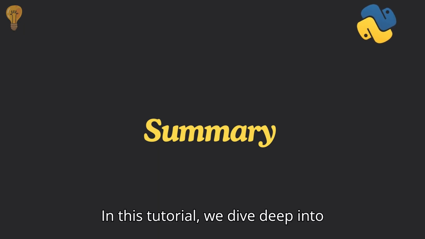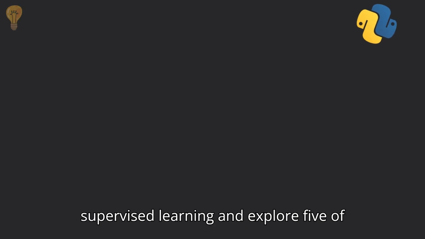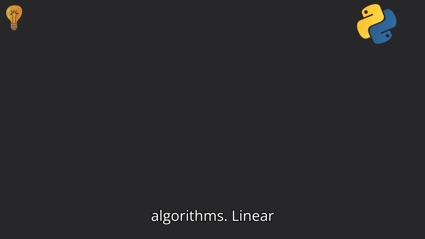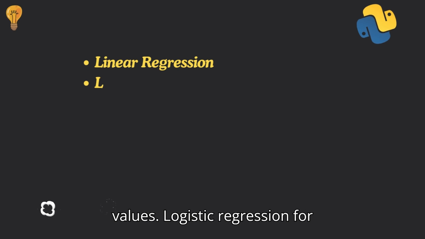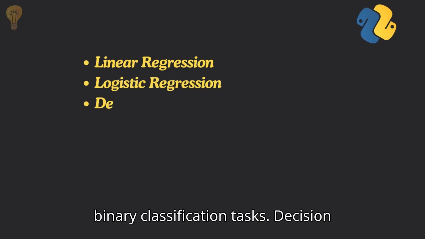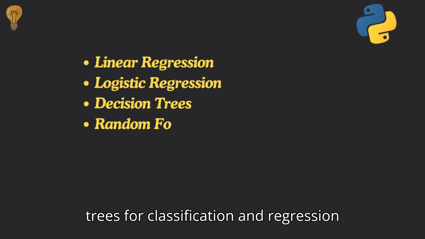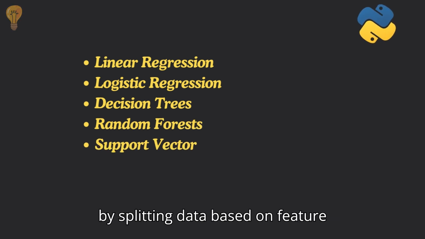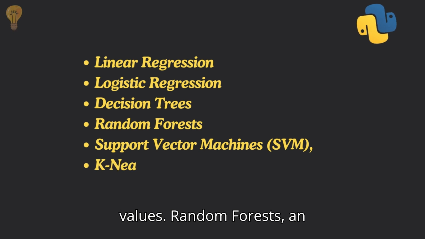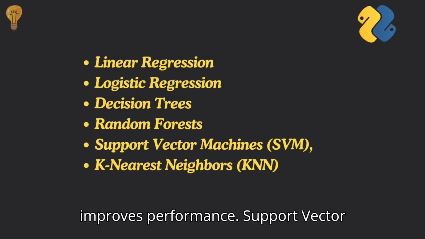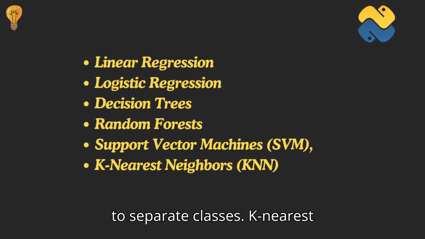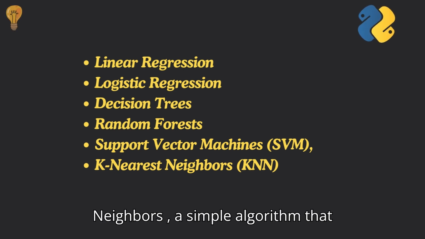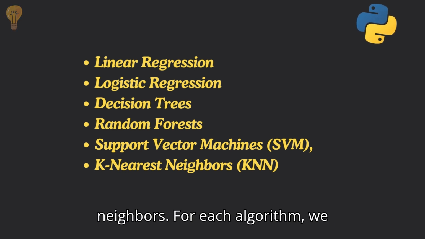In this tutorial, we dive deep into supervised learning and explore 5 of the most popular machine learning algorithms. Linear regression for predicting continuous values. Logistic regression for binary classification tasks. Decision trees for classification and regression by splitting data based on feature values. Random forests, an ensemble method of decision trees that improves performance. Support vector machines, SVM, which finds a hyperplane to separate classes. K-nearest neighbors, KNN, a simple algorithm that classifies data based on the nearest neighbors.